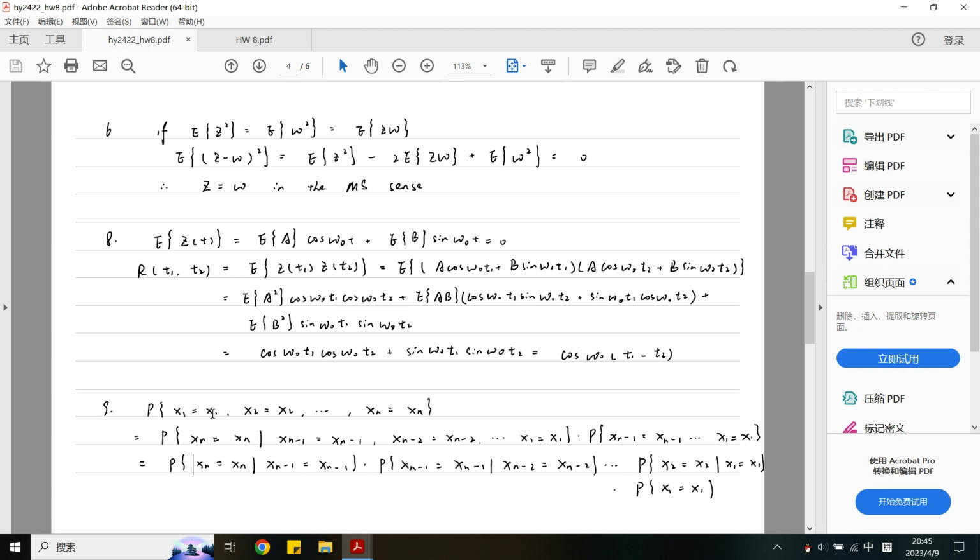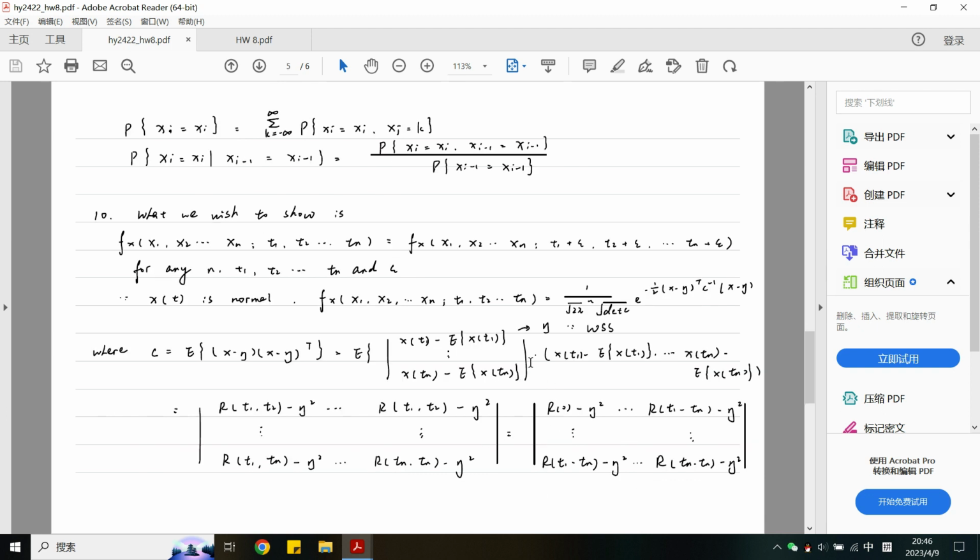After that, we can get the probability that X1 equals x1, X2 equals x2, ..., Xn equals xn, equals the probability that Xn equals xn given Xn-1 equals xn-1, times the probability that Xn-1 equals xn-1 given Xn-2 equals xn-2, and so on, times the probability that X2 equals x2 given X1 equals x1, and the probability that X1 equals x1.